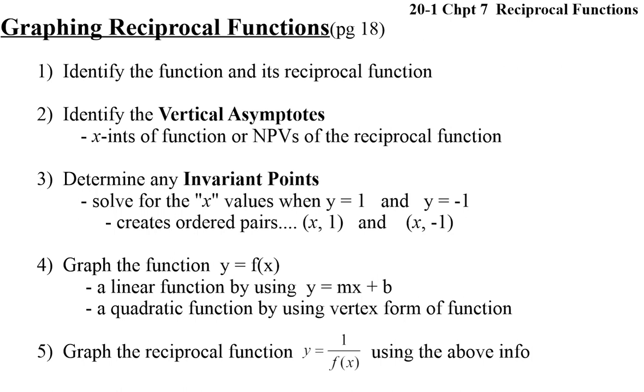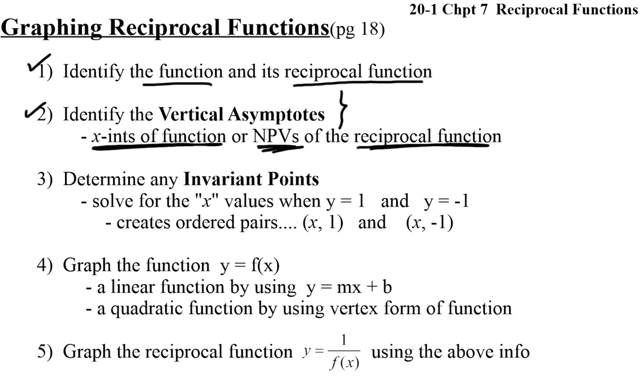So there are 5 steps to graphing reciprocal functions. We want to identify the function and its reciprocal function. See them both. That's a quick little step, but it's important. We then want to identify the vertical asymptotes. These are our x-intercepts for the function or our NPVs of the reciprocal function. They're the same thing, but we need the vertical asymptotes because our graph will not cross here.